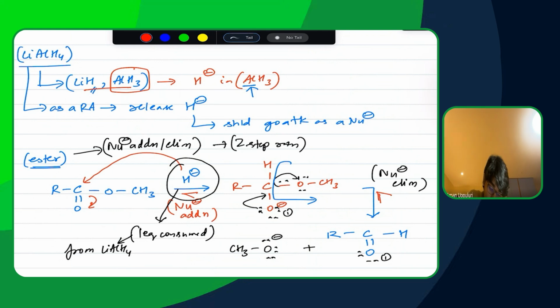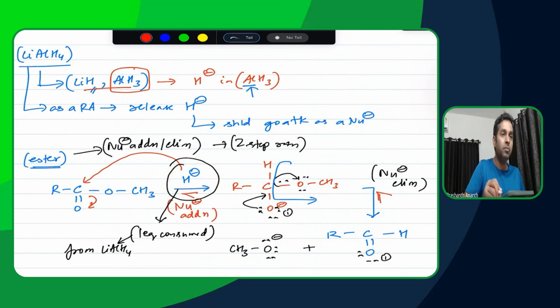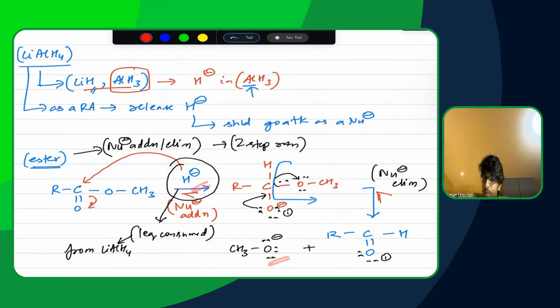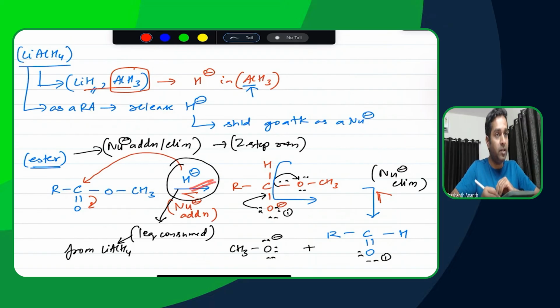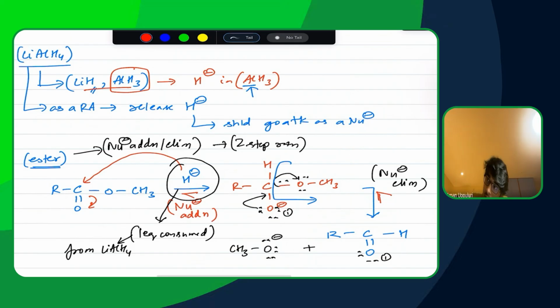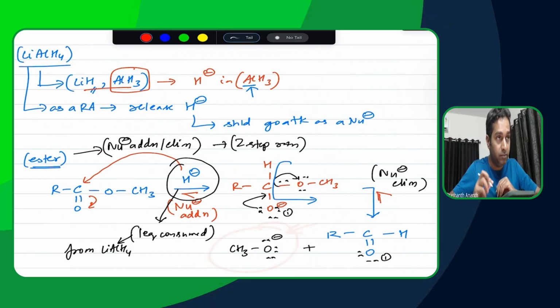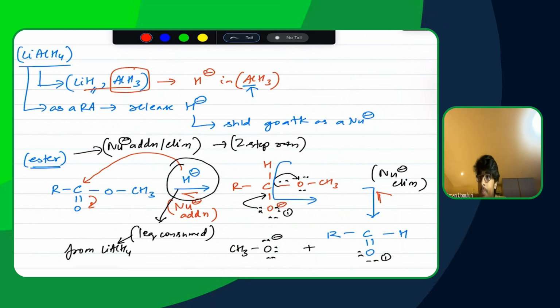Why? Because H minus is much less stable. Think about the difference in stability between H minus and this group. A large difference in stability. So the H minus, being highly unstable, happily and very comfortably kicks out this fellow, which is acceptable. BH4 minus is also acceptable, not too shabby, but it cannot kick this out that easily. You understand the idea? Yes, sir, I got it.